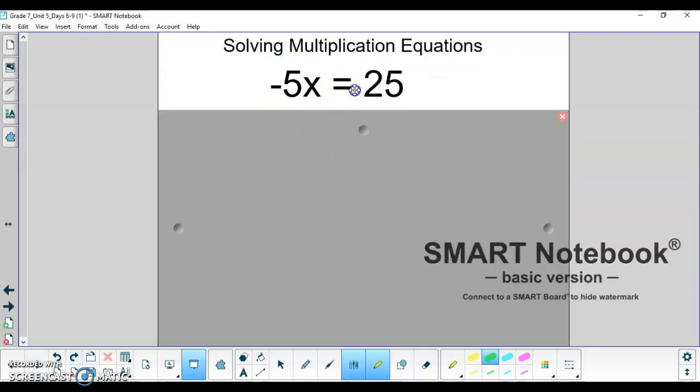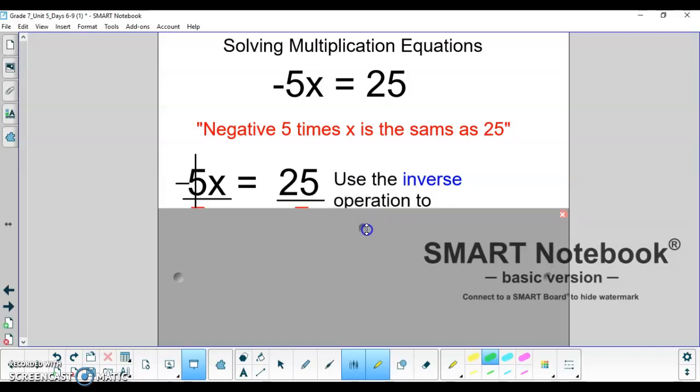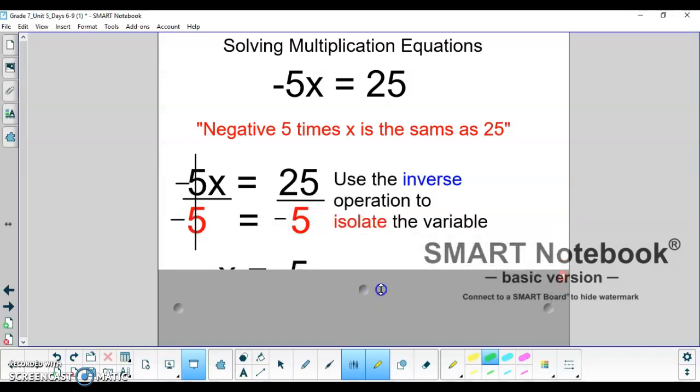So if you haven't already, put this example into your notebook. So again, this is how we read it. Negative 5 times x is the same as or equal to 25. Since I said that I'm going to be doing negative 5 times x, the inverse operation of that is to divide each side by negative 5. So again, I divided the left side and the right side both by the coefficient negative 5. Negative 5 divided by negative 5 is 1.